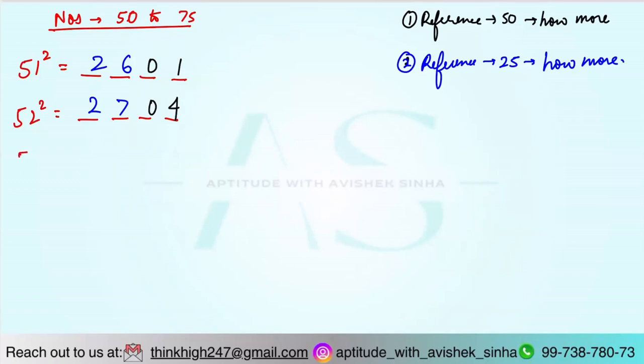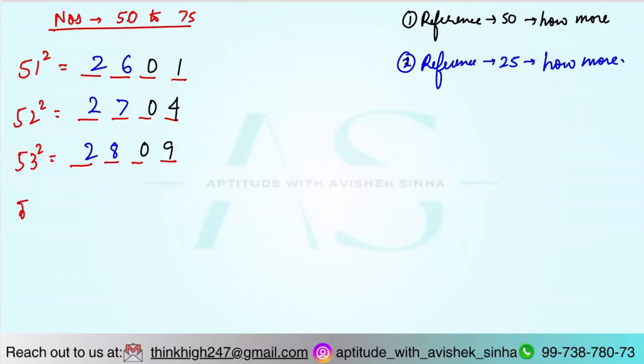Next, 53 square. It is 3 more than 50. What is the square of 3? 9. So this is 0, 9. And then how much is it more than 25? It is 28 more than 25.